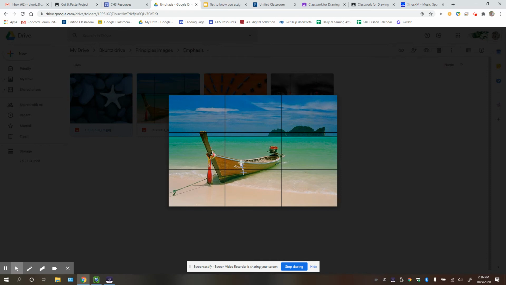Notice how the artist placed it on this intersection of the rule of thirds. They could have placed it here, here, or here, and that would have worked out too. But this is the most important part of the picture, and the artist used the rule of thirds to make the composition look interesting.